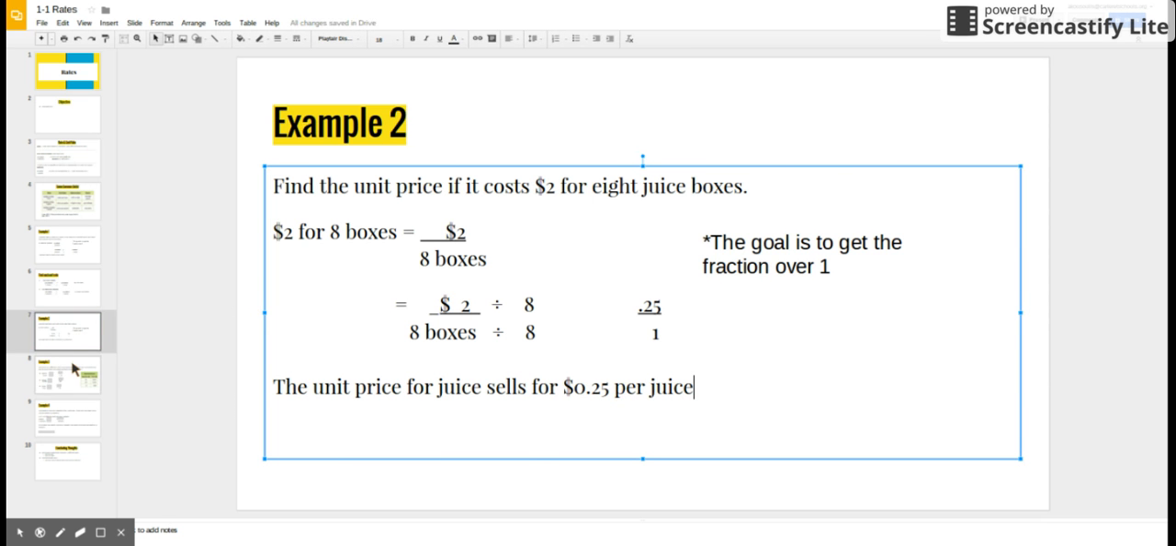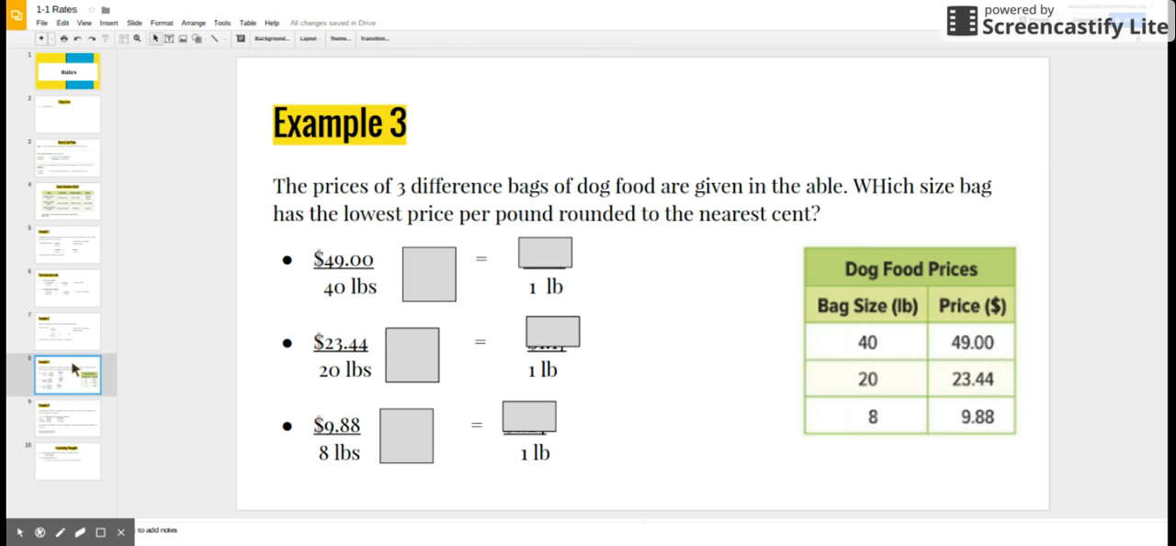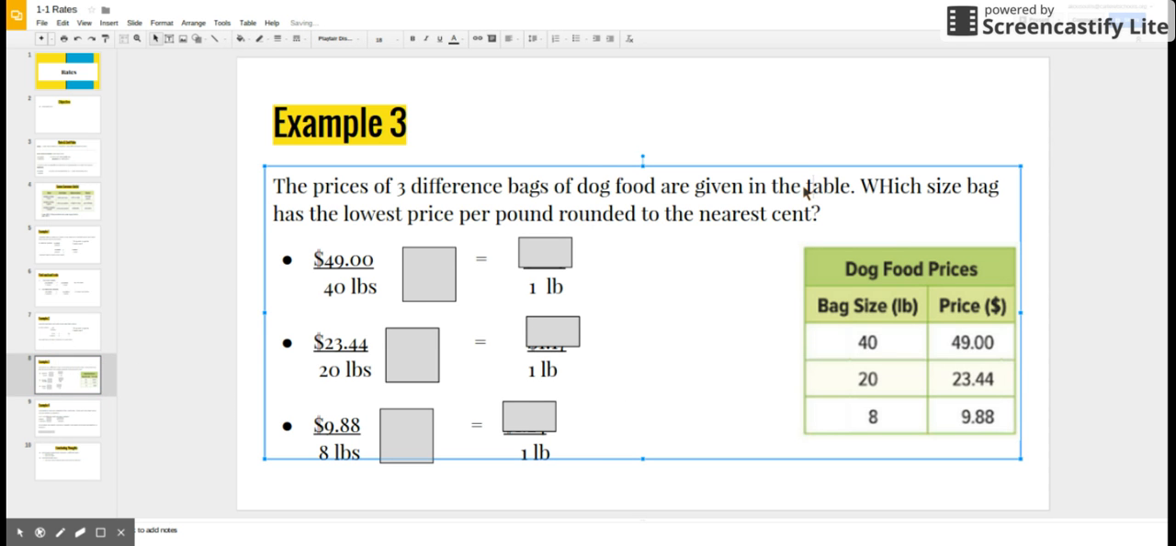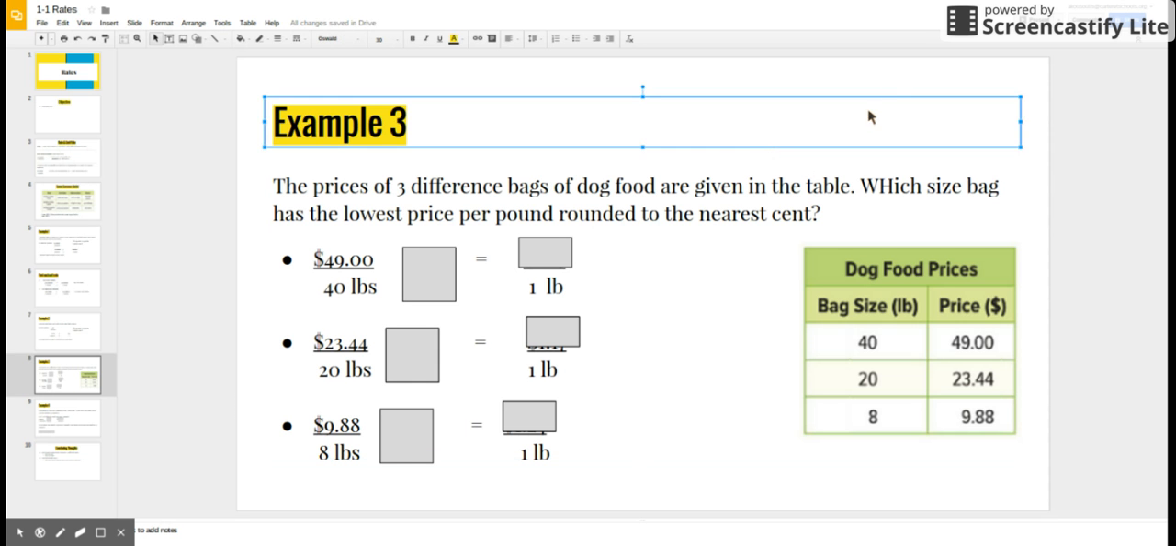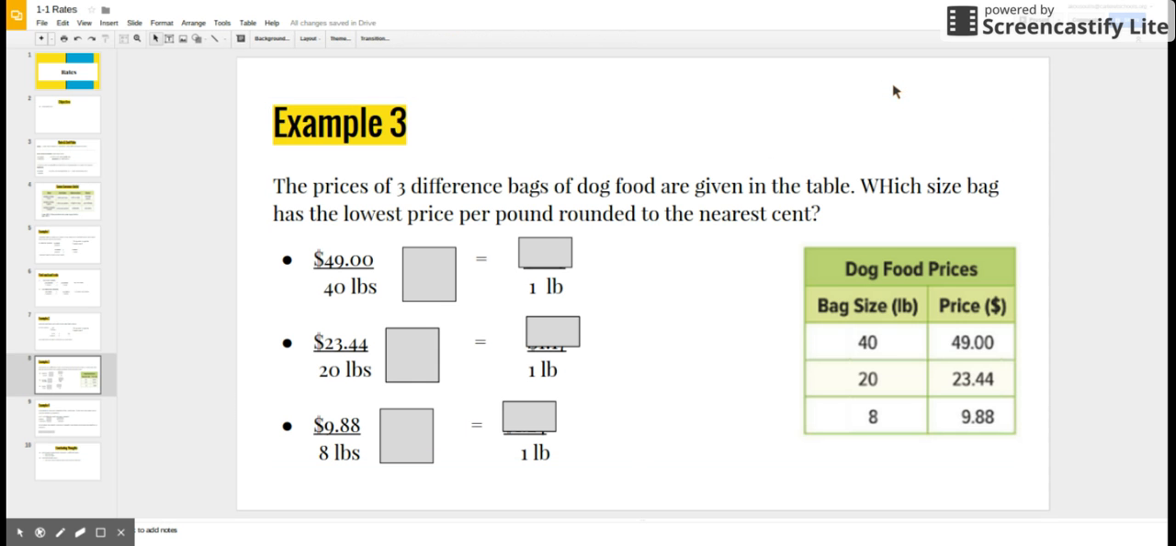And here is our third example. The prices of 3 different bags of dog food are given in the table. Which size bag has the lowest price per pound rounded to the nearest cent? So I'm going to look at each one of these separately. The first one is 40 pounds and it costs $49. So $49 per 40 pounds. How much is it per 1 pound?